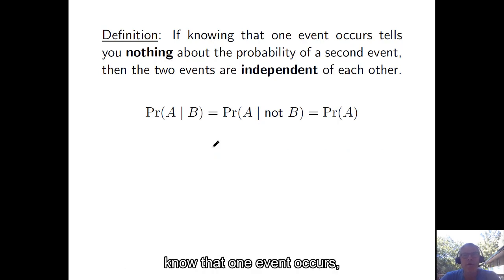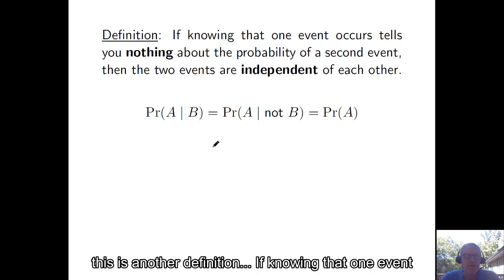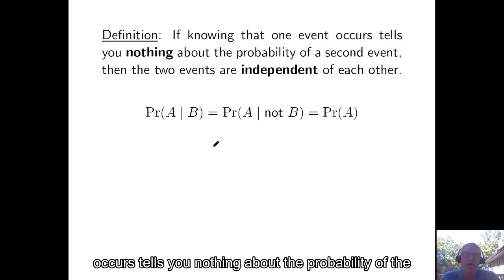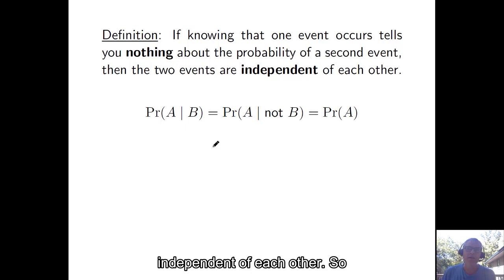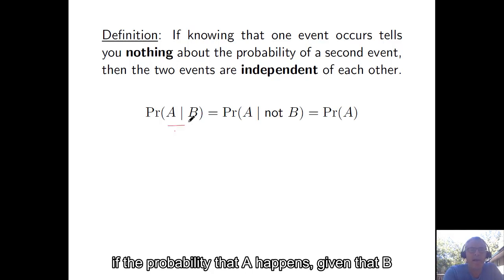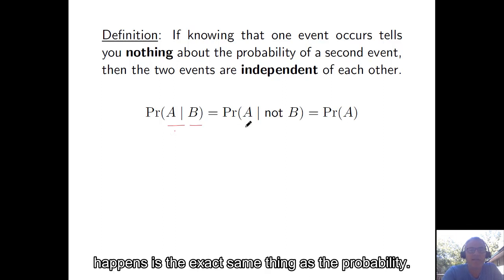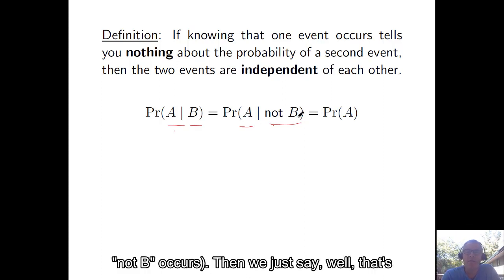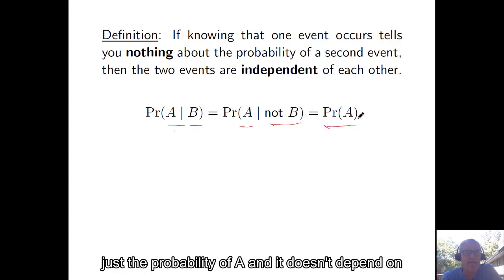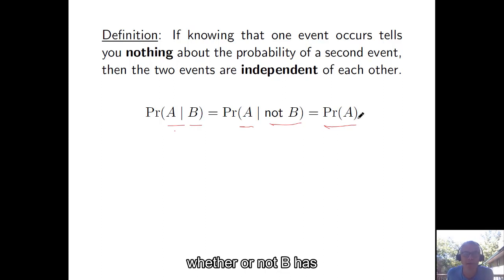Here is another definition. If knowing that one event occurs tells you nothing about the probability of the second event, then the two events are independent of each other. So if the probability that A happens given that B happens is the exact same thing as the probability that A happens when B doesn't happen, or not B occurs, then that's just the probability of A, and it doesn't depend on whether or not B has happened.